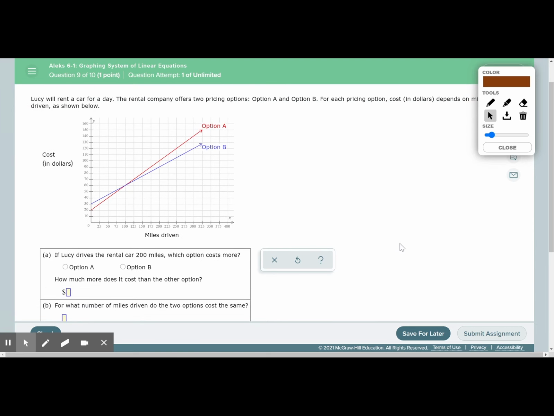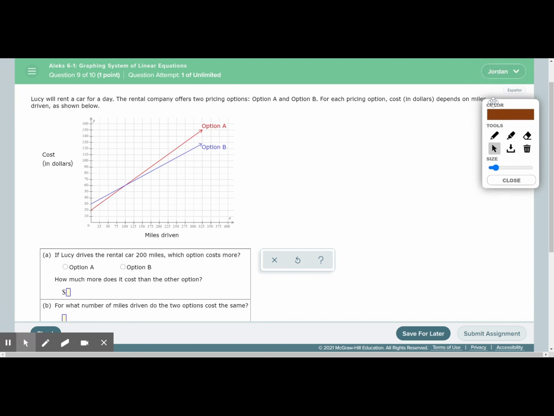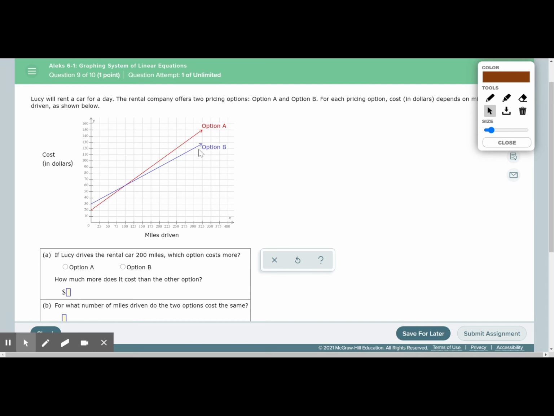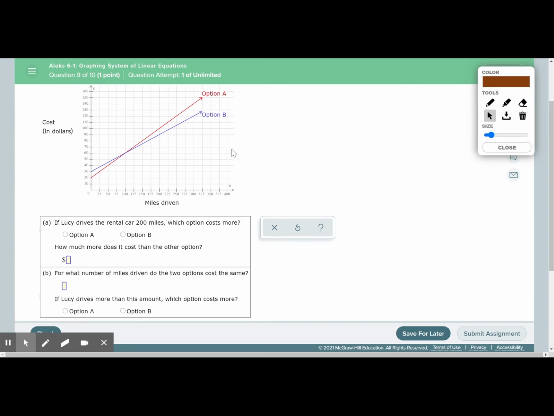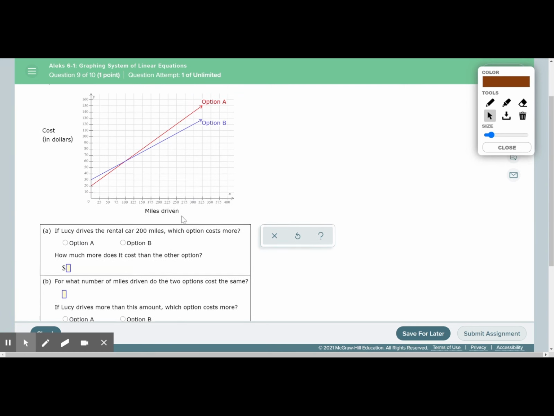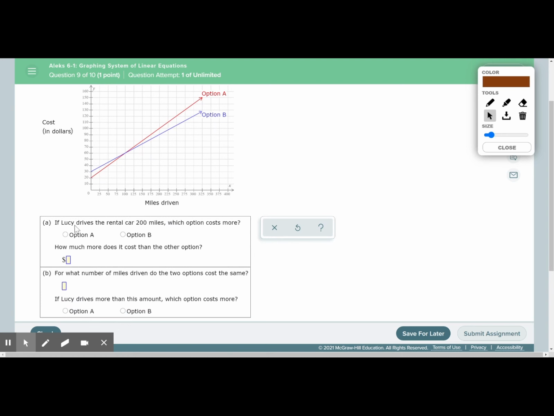All right, number 9. Lucy will rent a car for a day. The rental company offered 2 pricing options, option A and option B. For each price option, cost in dollars depends on miles driven, as shown below. As you see, the graph has 2 lines, with the x value being the miles driven, and y value being the cost in dollars, right? So the blue line is for option B, and the red line for option A. All right, we're going to read the question and analyze the graph to make sure that we understand this fully and we can answer the question correctly.